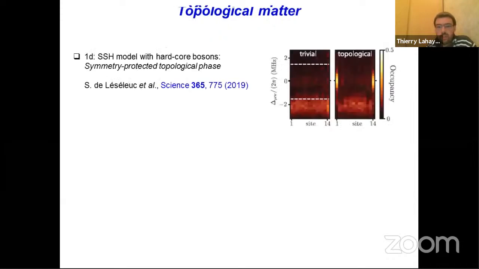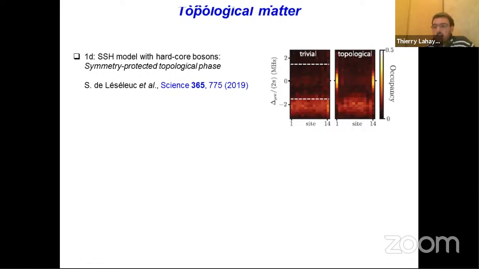And so we used that in this work to study the Su-Schrieffer-Heeger model, which is basically the simplest textbook-like example of a topological system, but using those hardcore bosons. And so we could use our ability to tune the geometry of the system to observe single particle physics. For example, the fact that depending on how you prepare your system, you have either a trivial state or a topological state with some edge states that you can observe by microwave spectroscopy.